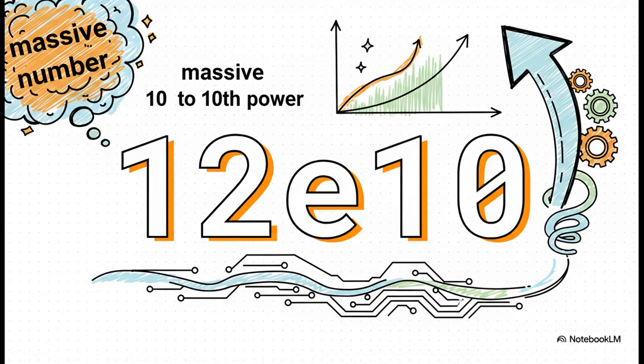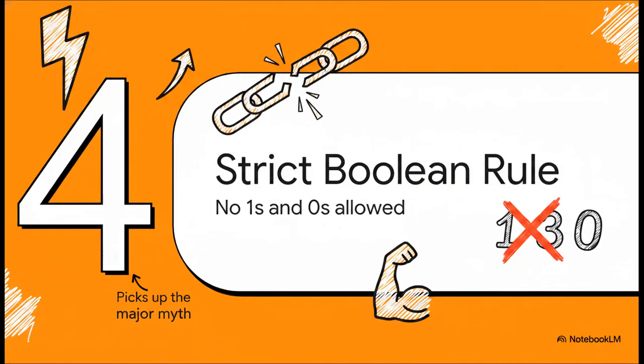And for truly massive numbers, you don't even have to type out the zeros at all. By using epsilon e notation, typing 12e10 directly into your code represents 12 times 10 to the 10th power. The compiler just takes care of the internal parsing for you. Which brings us to section 4, the strict Boolean rule.